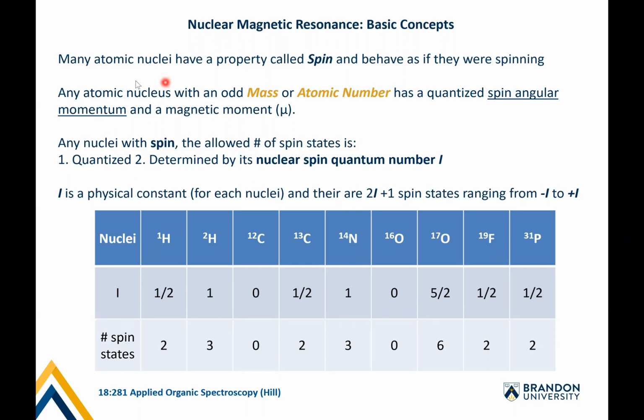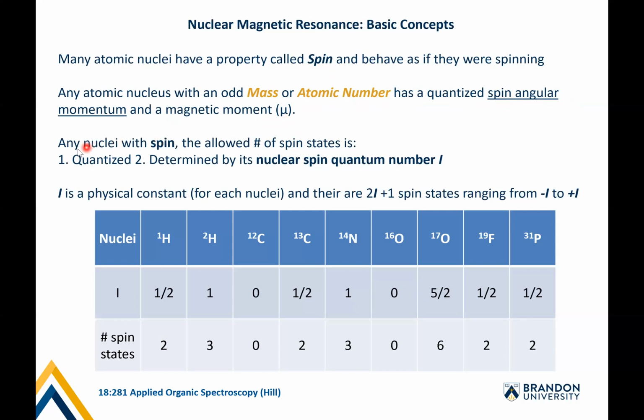So many nuclei have a property which we call spin, and these nuclei behave as though they are little spinning tops. And so the nuclei in question, which we're looking at, will either have an odd mass or an odd atomic number. And when they have this, it is quantized in a spin angular momentum and a magnetic moment. So the nuclei which we're interested in are all going to follow these two characteristics. They're either going to have an odd mass or an odd atomic number. So they're going to have this magnetic moment.